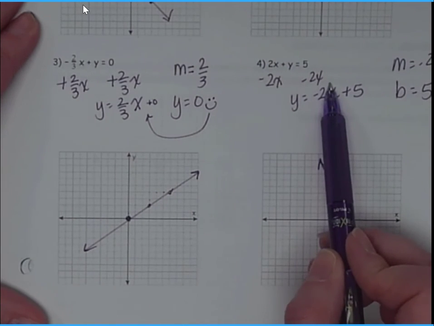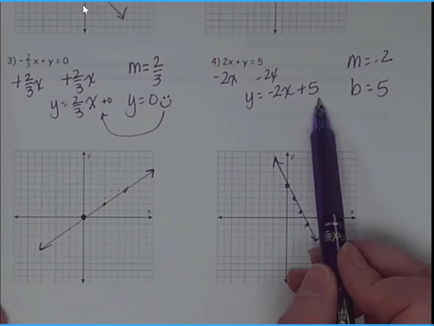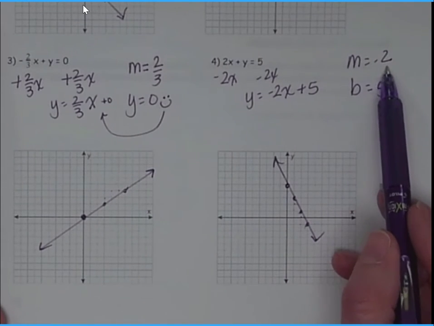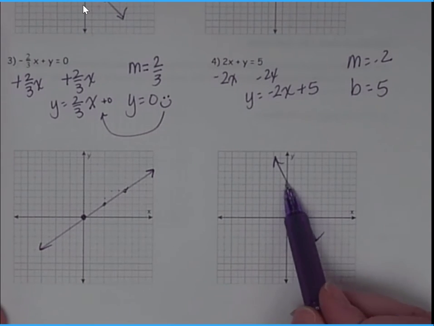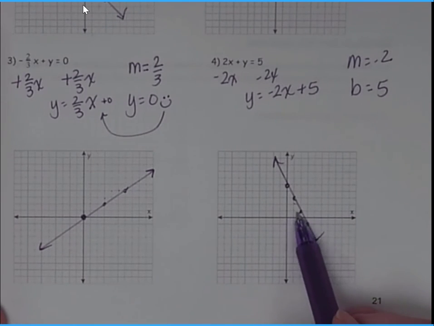Subtract 2x from both sides, so I have y equals negative 2x plus 5. My slope is negative 2. My y-intercept is 5. So start at 5, down 2 over 1, down 2 over 1.